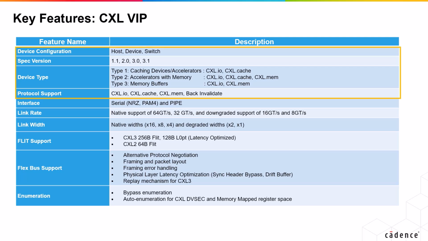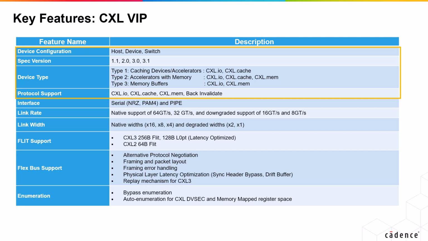CXL VIP can be configured as host, device, or switch. The supported versions are 1.1, 2.0, 3.0, and 3.1. The device types supported are types 1, 2, and 3. Type 1 is used for caching devices and accelerators, which utilize CXL.io and CXL.cache semantics of CXL. Type 2 is used for accelerators with memory and utilizes CXL.io, CXL.cache, and CXL.mem semantics of CXL. Type 3 is used for memory buffers and utilizes CXL.io and CXL.mem semantics of CXL.